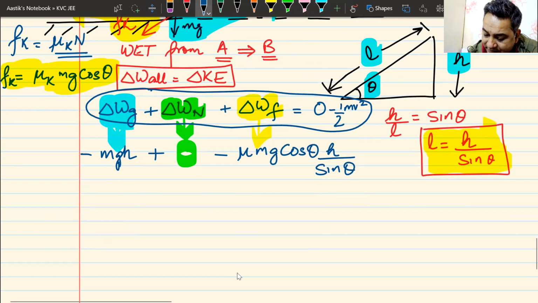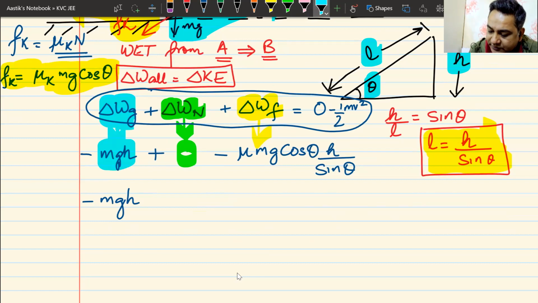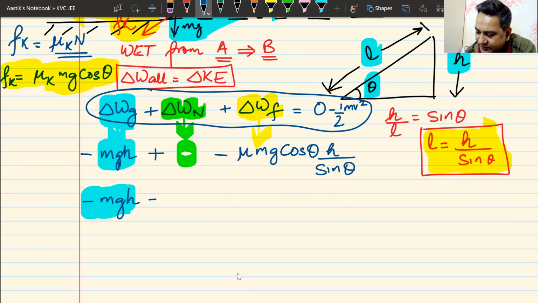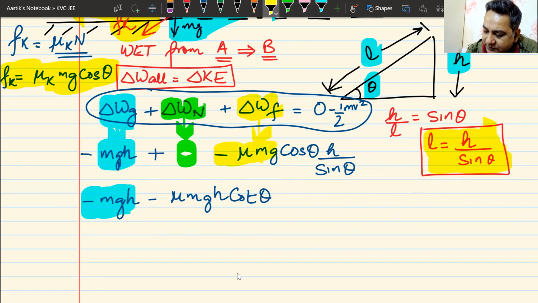So now I have minus mgh as work done by gravity. I put it here. Let me color it with this blue color so that you understand it is gravity. Normal reaction is gone, so I will not name it. Then the next one is minus mu m g h cot theta. Cos by sin is cot, so I just put it cot. I'll color it in yellow so that you understand from where it is coming. This is this one, where it comes here.